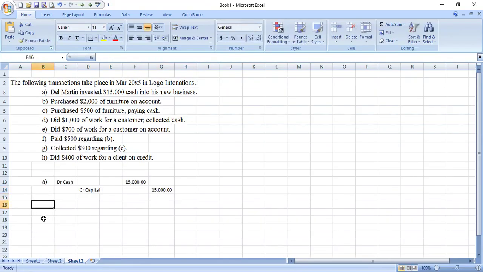Now the operation starts. First, the owner purchased $2,000 furnitures. What happened with that? Debit. What does the company get? Office furnitures, okay. And what does the company give up? On account, that will be, now they're getting something, accounts payable. And that will be for $2,000.